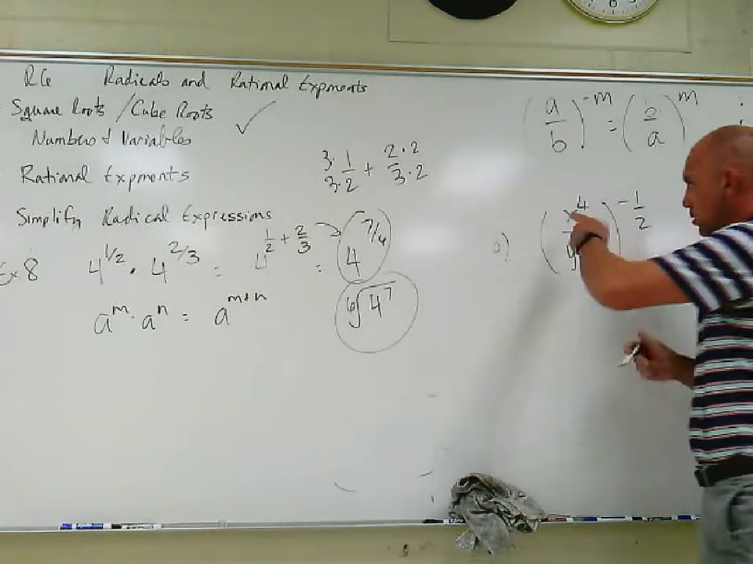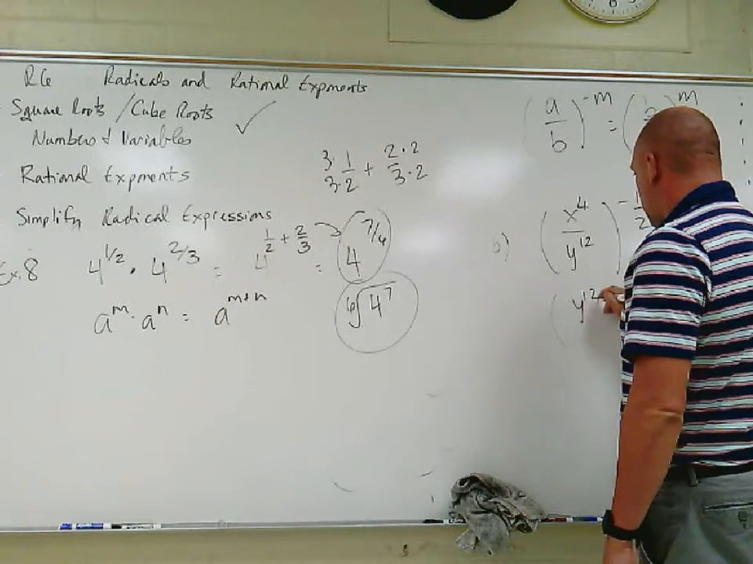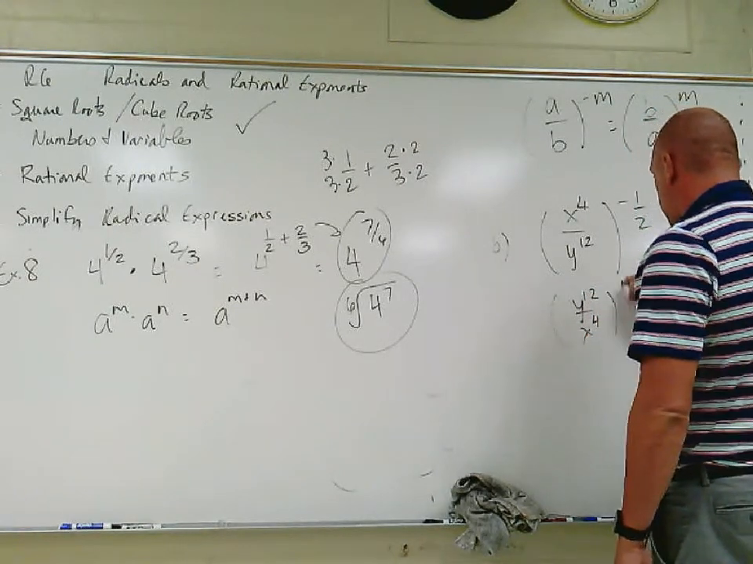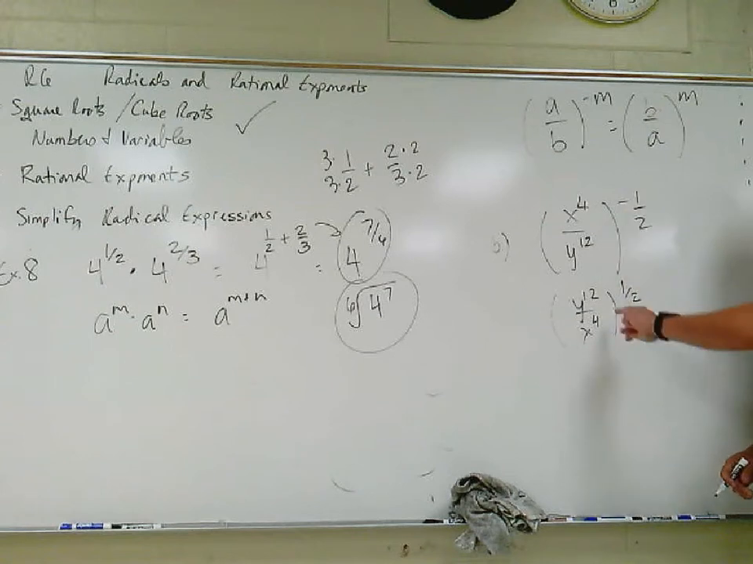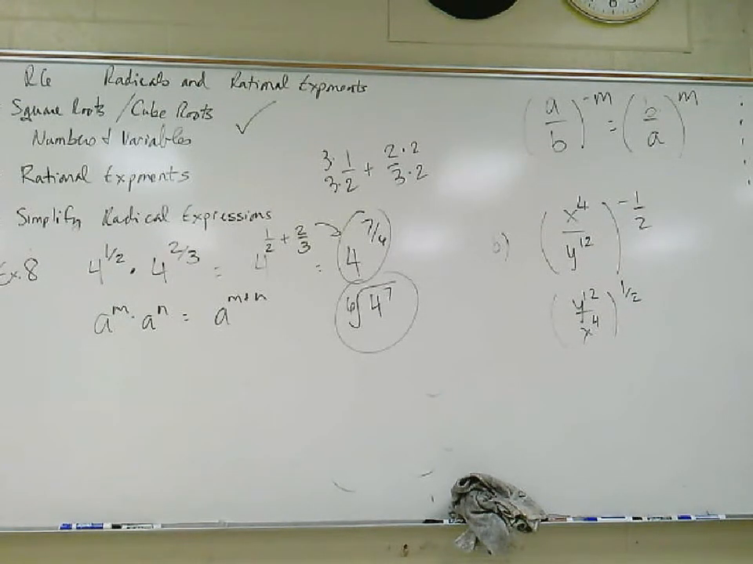So all I'll do is make this y to the 12th over x to the 4th to the 1/2, and then you just put the 1/2 to both of these. Okay, so you can flip and make it positive. So if you have a fraction to a negative exponent, flip it, make it positive. I'm just trying to go through all your scenarios. And so then it's y to the 12th to the 1/2 over x to the 4th to the 1/2. And you should get your answers from there.